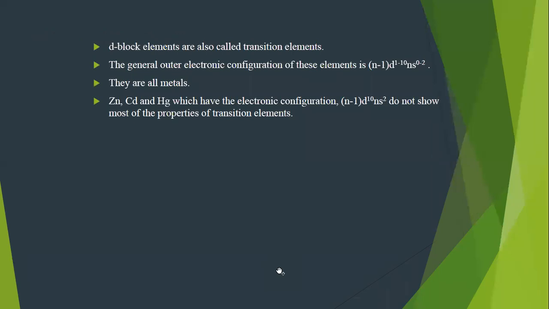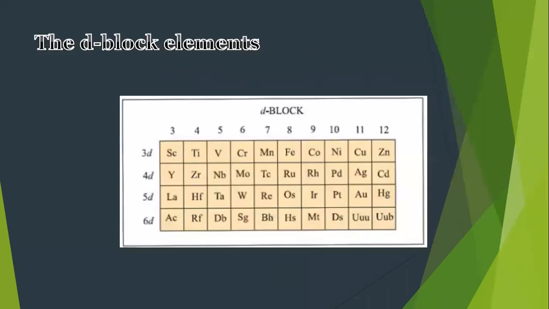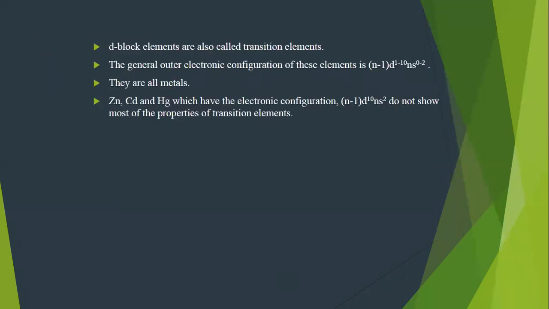So the main characteristics of d block elements: these elements are known as the transition series, or you can say the transition elements. The general outer electronic configuration reaches to the d subshell now. So now all the shells participate here: s, p and d as well.